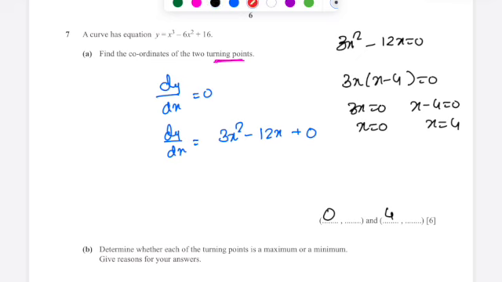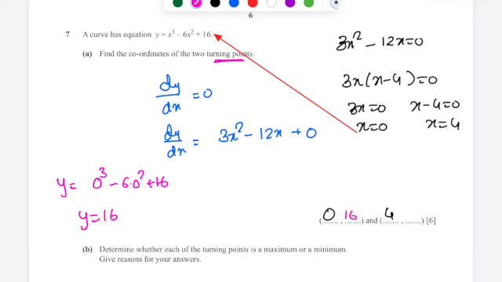Now I need to get the value of y. So plug in these x values in order to get the values of y. So y equals 0 cubed minus 6 times 0 squared plus 16. So y equals 16.